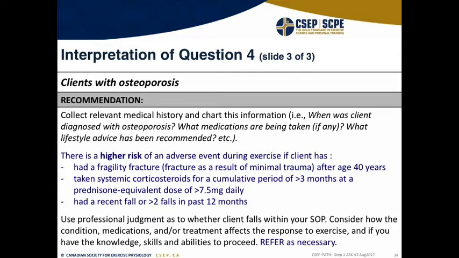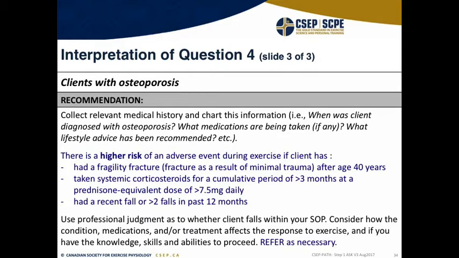So in terms of osteoporosis, work by Phil Chilibeck and his group indicated that there's a higher risk of an adverse event during exercise if the client has had a fragility fracture. So fragility fractures are ones that result due to minimal trauma. So you would not normally expect a fracture to occur, but because the client has osteoporotic bones, they sustain a fracture. So if a fragility fracture occurs at any time after the age of 40 years, this would be a higher risk.